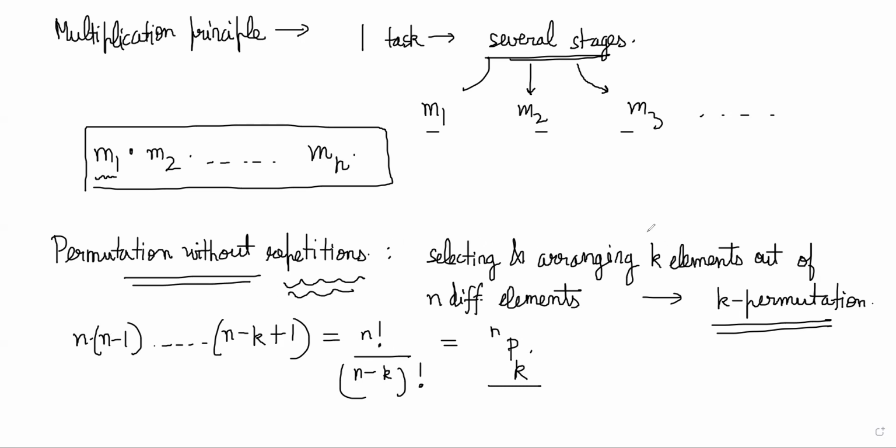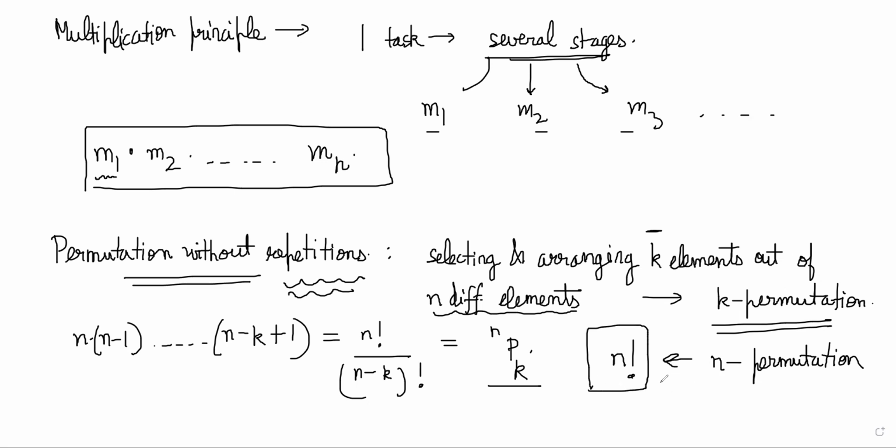Suppose you were not selecting k elements out of n, but you were selecting all n elements, permutations of all n different elements taken all at a time, not k at a time. That becomes an n permutation basically, or a total permutation. And that would be basically, put k equal to n in this equation, you will get n factorial by 0 factorial, which is simply n factorial. So that is your n permutation and a k permutation.